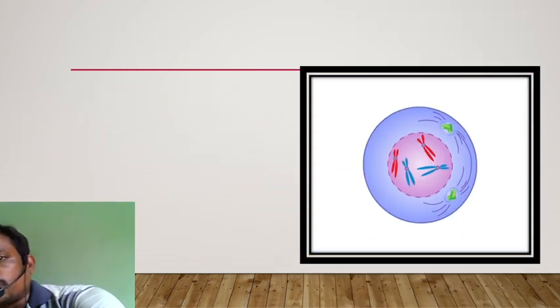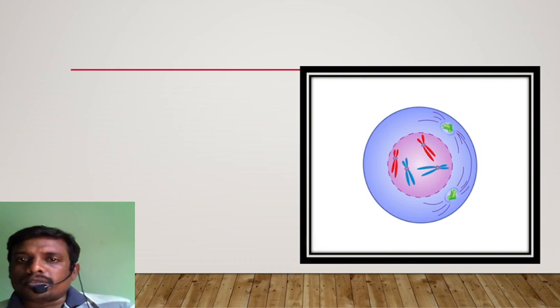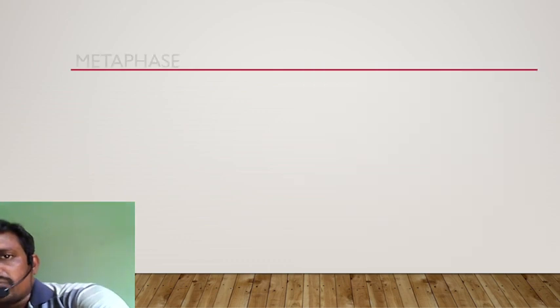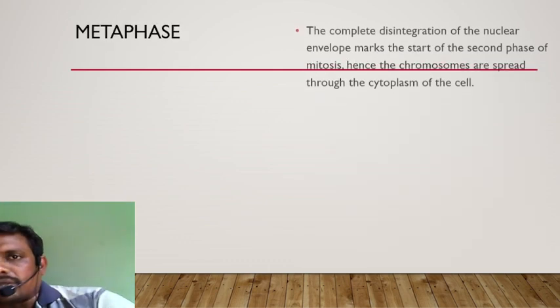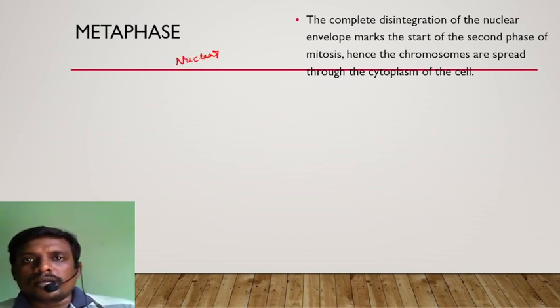In the diagram, I will show you how this mitotic apparatus looks. You can see the mitotic apparatus here. Next, after this prophase, what is metaphase? There is complete disintegration of the nuclear envelope. It is the second phase of mitosis.